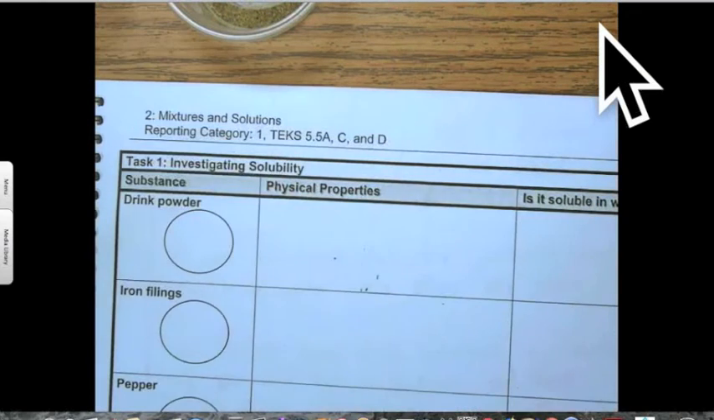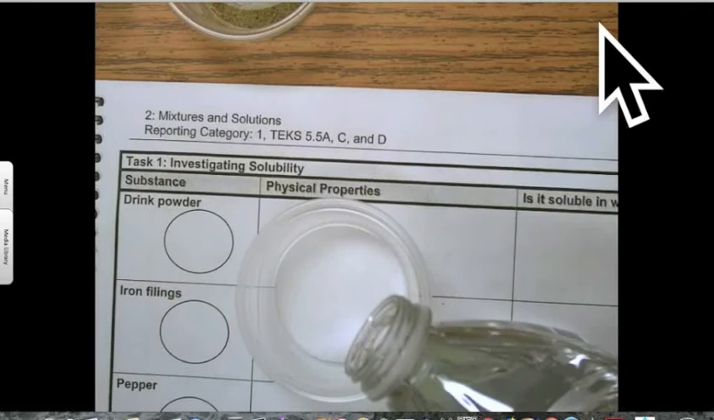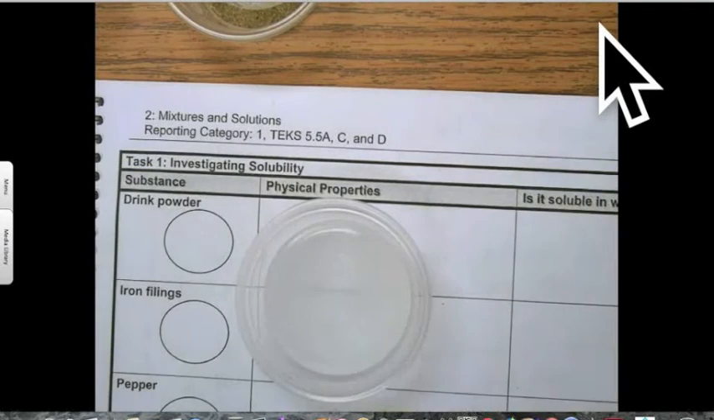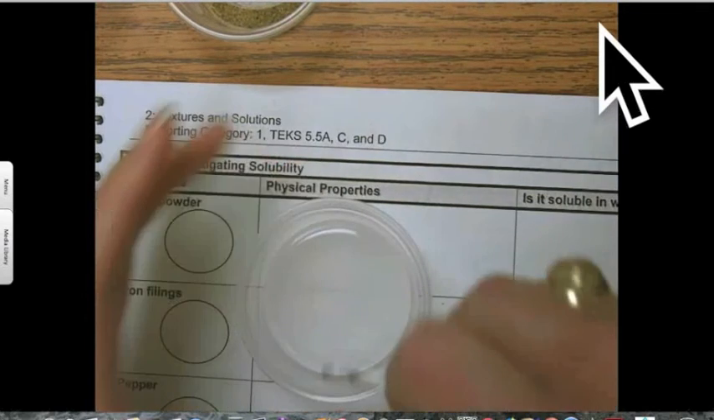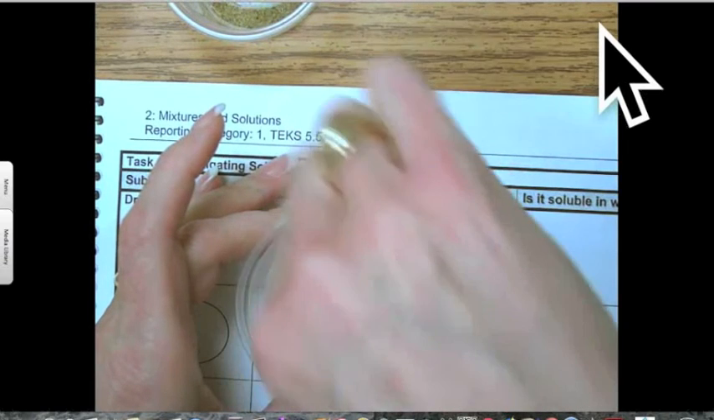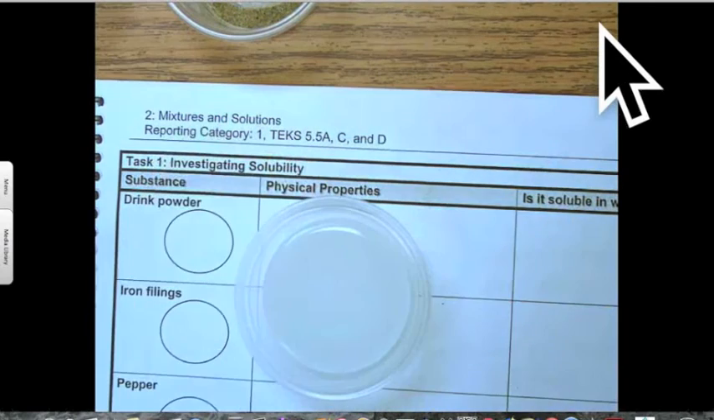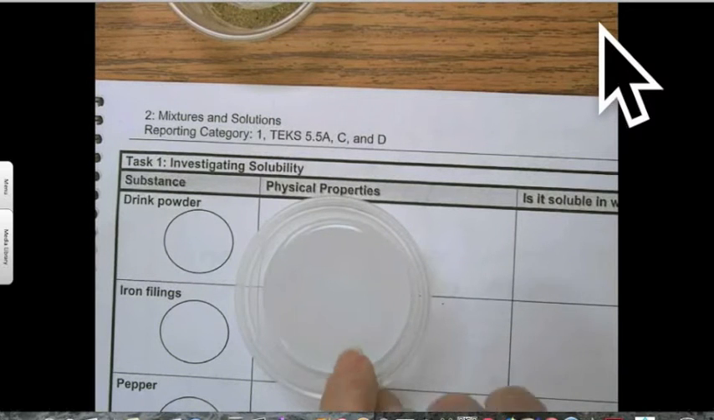Our last substance is going to be salt. What do we know about salt? Let's see. Add some water. So already we can see that a lot of the salt is dissolved. I'm going to stir. Was there a change in physical properties? Did the salt dissolve? So let's look at each one of our substances again.